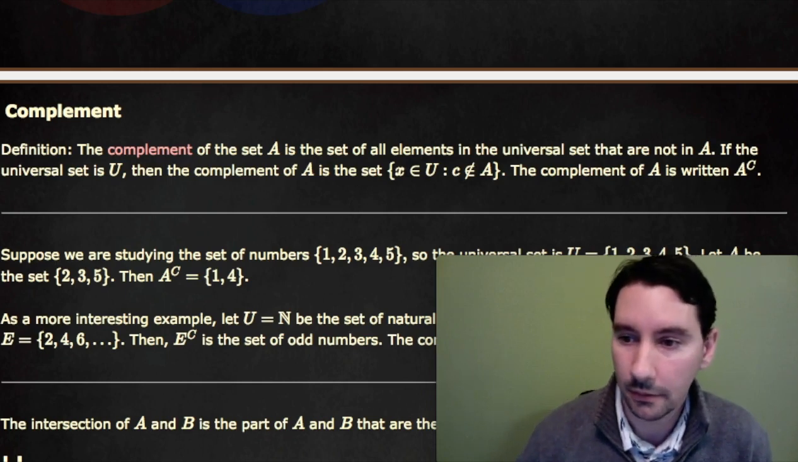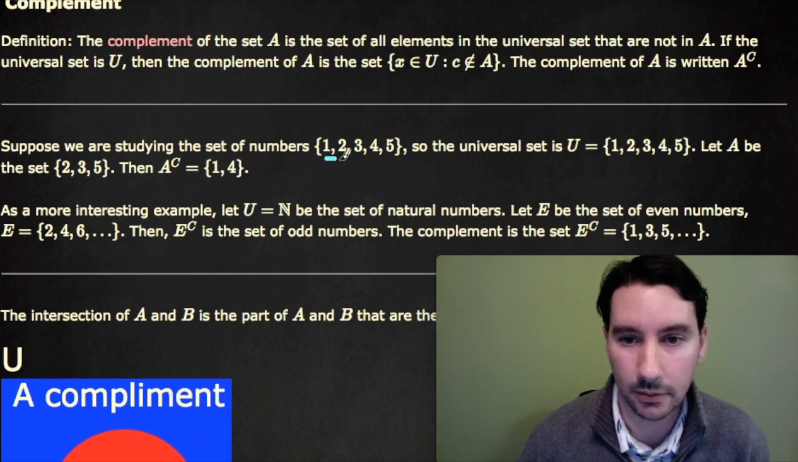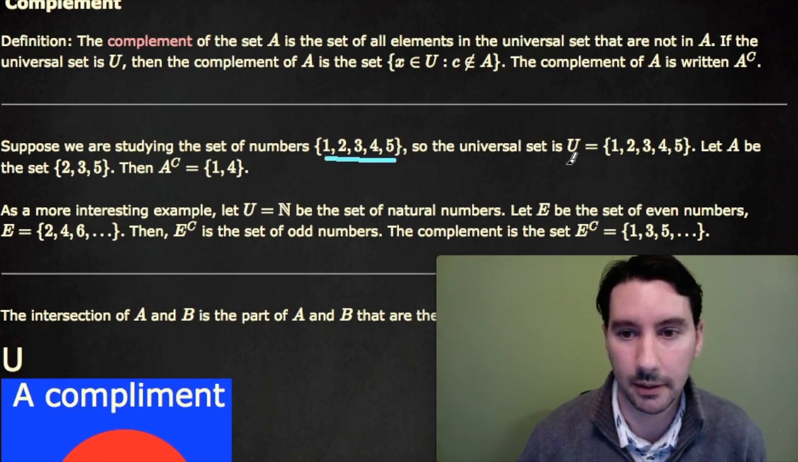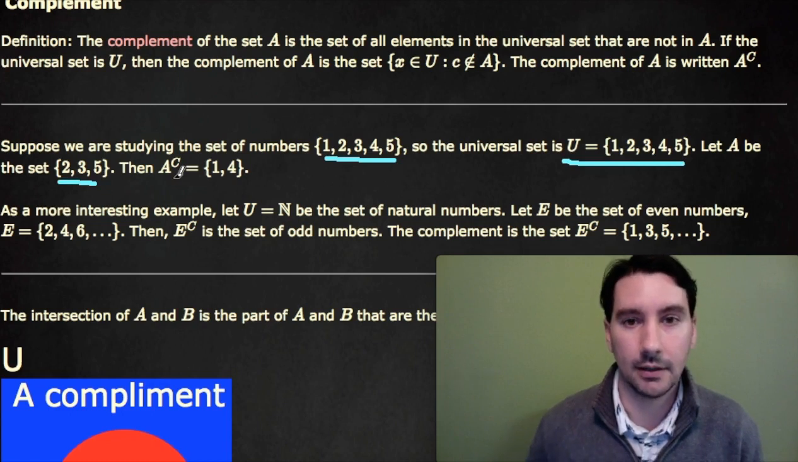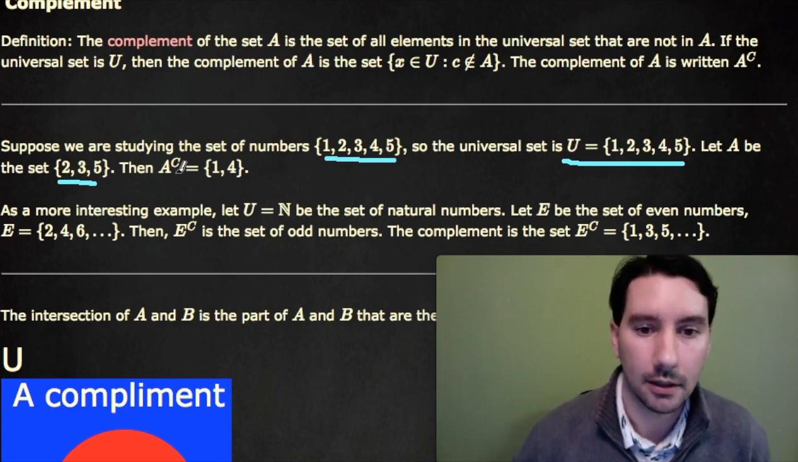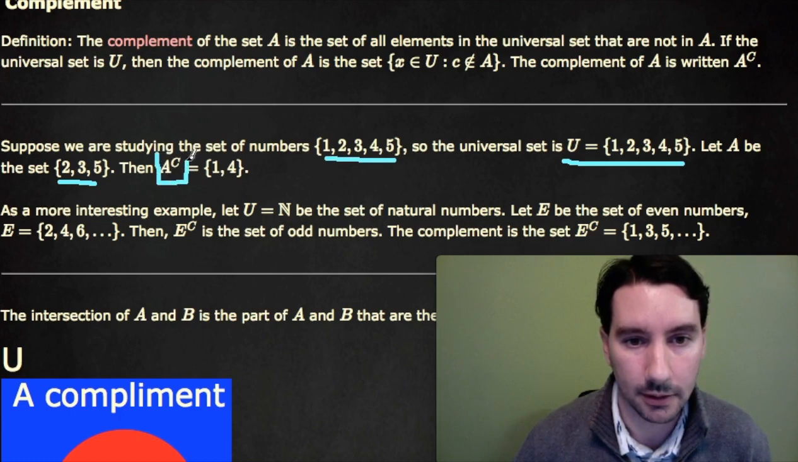So if we had a universe which was really small, say the set of numbers we're talking about is 1, 2, 3, 4, 5, so the universe is 1, 2, 3, 4, 5, and A is the set 2, 3, 5, then A complement is everything in that universe that isn't in A. So everything in 1, 2, 3, 4, 5 that's not in A is 1, 4. And you represent the complement with this superscript C. So this is the complement of A.